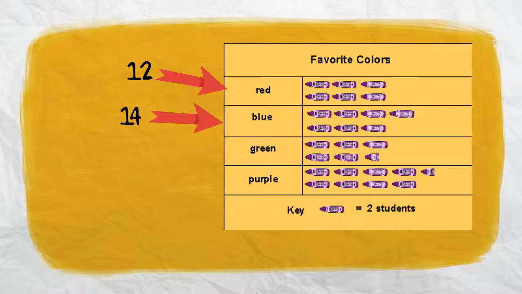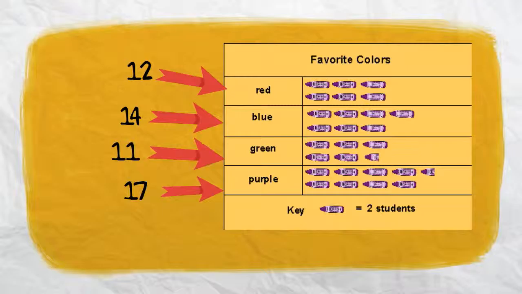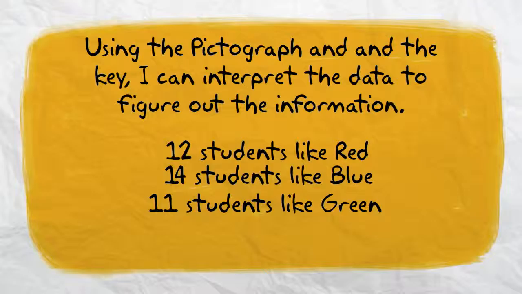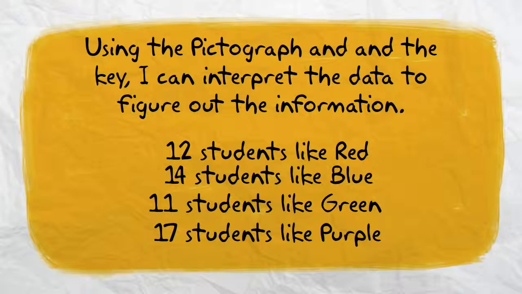So based on our data, we see that we have 12 students who like red, 14 students who like blue, 11 students who like green, and 17 students who like purple. Now as you see, there are a few odd numbers here. If we get a half a crayon, we must count that as a single student. So using this pictograph and the key, I interpreted the data to figure out the information. 12 students like red, 14 blue, 11 green, and 17 like purple.